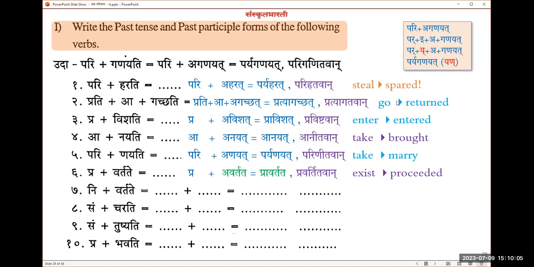And then go, return. This is opposition. Enter, entered. This is not having, pra is only accenting, so nothing new can be said. Take, brought. See, this is again direction change. Then take, marry. Of course, this marry is from the Rudhi Bala. Marriage, meaning of Parinitavan or Paryanayat, is a Rudhi Bala, because if you remember, the practice was after the marriage, the husband carries the wife in his hands to his home. So that thing is indicated. Okay.